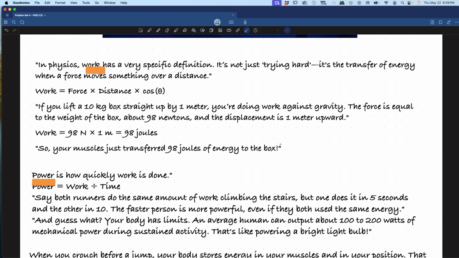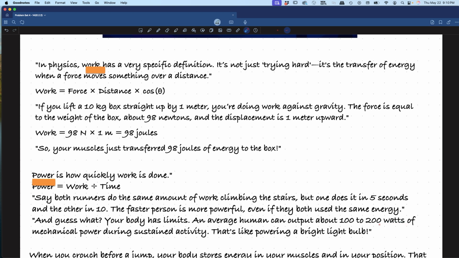Next up is power. Power is how quickly work is done. So the time factor comes in. And the formula for power is work divided by time. So in the previous example, if the 98 joules of work was done in 10 seconds, then the power would be 98 divided by 10, which is 9.8 joule per second, which is also called watts. So that's the unit of power.